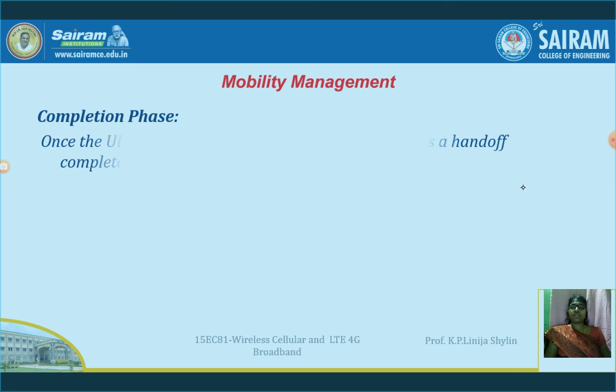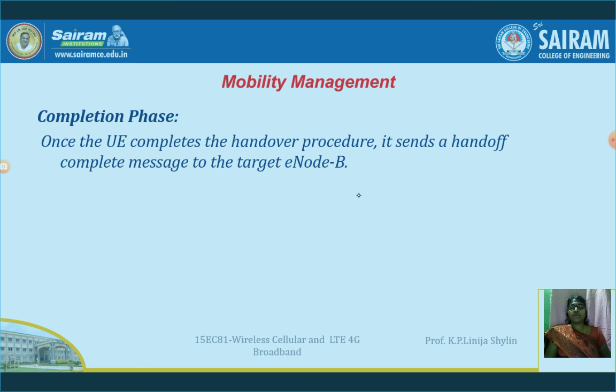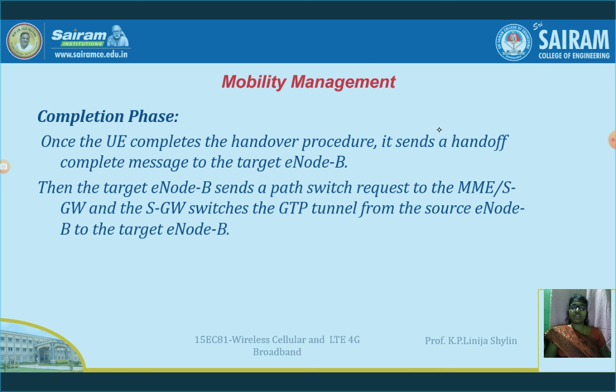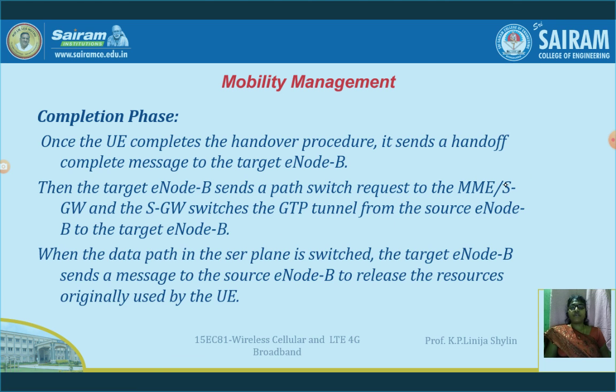The completion process is nothing but the user equipment completing the handover procedure. It sends a handover complete message to the target eNodeB, as we have seen in the diagram, and the target eNodeB sends a path switch request to the mobility management entity and SGW. Therefore the GTP tunnel is switched from the source eNodeB to the target eNodeB. When the data plane in the user plane is switched, the target eNodeB sends a message to the source eNodeB to release the resources originally used by the user equipment.